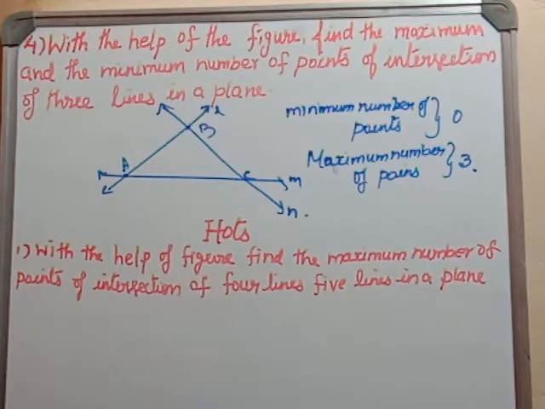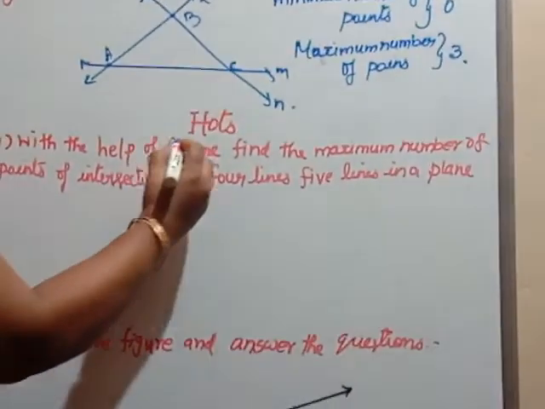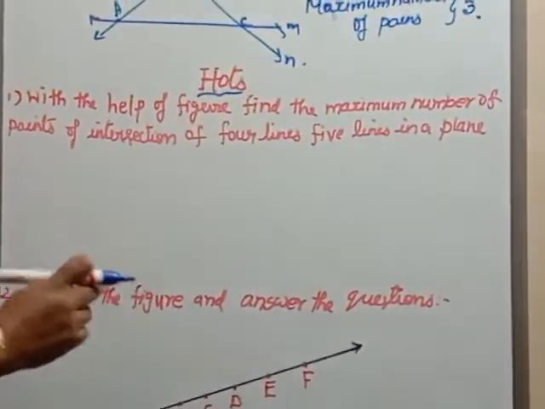Now listen, children. The next mains, that is 5th and 6th, are objective types. I want you people to solve them on your own. You can check your answers and verify from the PDF that I will send. Understand, children? Now we are moving to the HOTS.